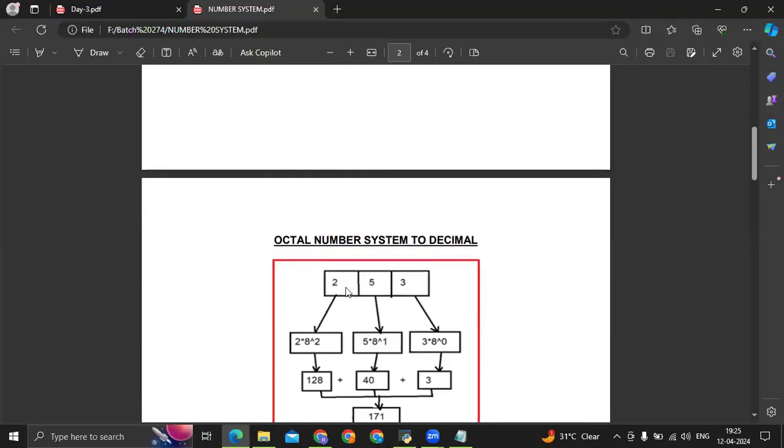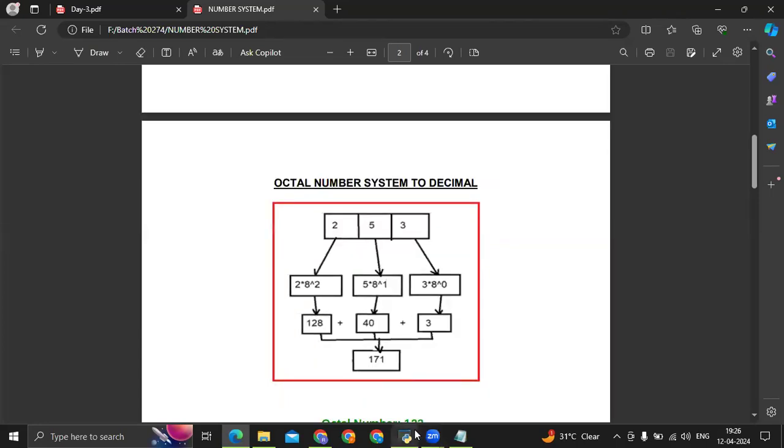Now, see, we have 2, 5, 3 because we have the numbers from 0 to 7. So the total digits we have is 8, which means the base is 8. 8 raised to the power 0, 8 raised to the power 1, 8 raised to the power 2, according to the place values. Now 3 into 8 raised to the power 0 means 3 into 1, it's 3. 5 into 8 is 40. 8 8s are 64, 64 2s are 128. Now 128 plus 40 plus 3, we have got 171.